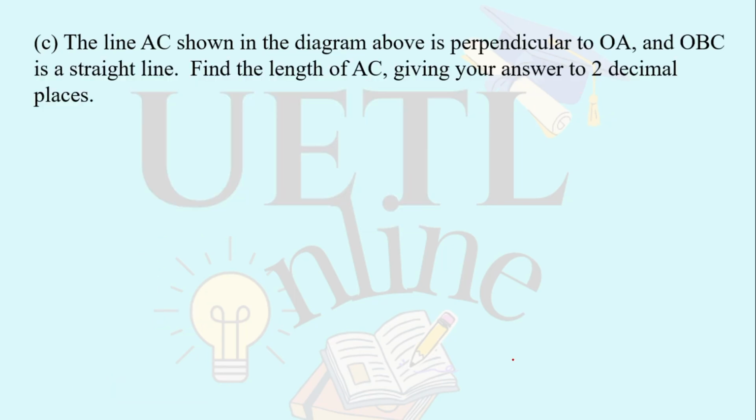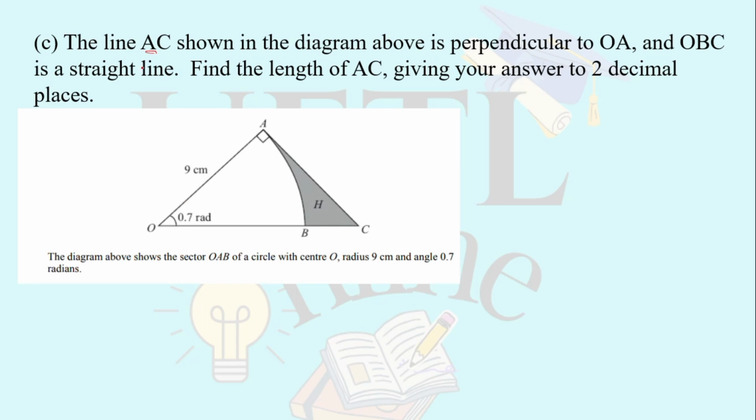Now let's take a look at question 6. It says that line AC, which will require a diagram, so let's bring it. Line AC, shown in the diagram above, is perpendicular to OA. This means this is a right angle, 90 degrees, which is pi over 2, remember. Then OBC is a straight line. Find the length of AC, giving your answer to two decimal places.